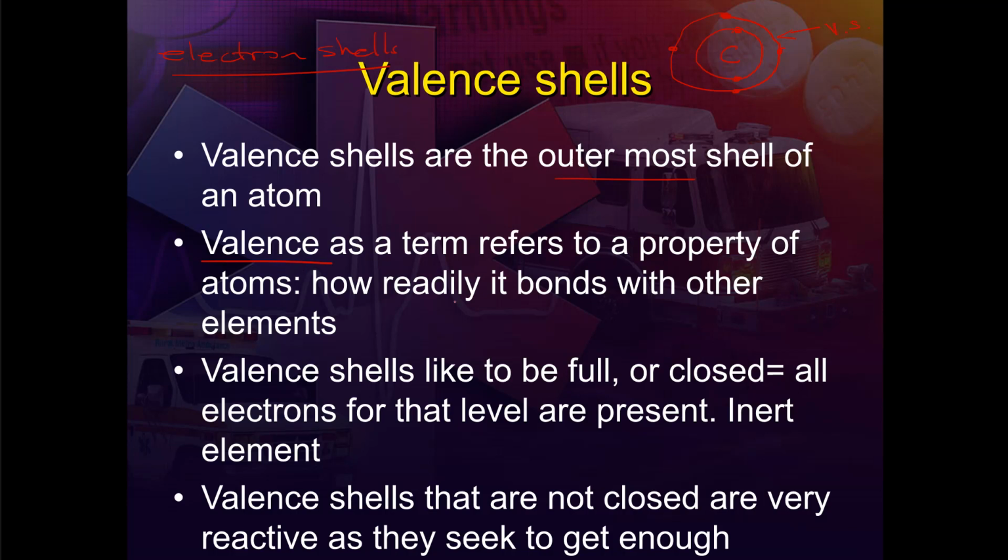And the valence property, aptly named, really talks about how readily an element or atom will bond with other elements. And that's really based on how many open spaces for electrons are within the valence shell of that atom. So the valence shells like to be closed, as I mentioned before. If they're closed, then the element is inert and not easily reactive. But when they're not full, they seek to get more electrons from other means.